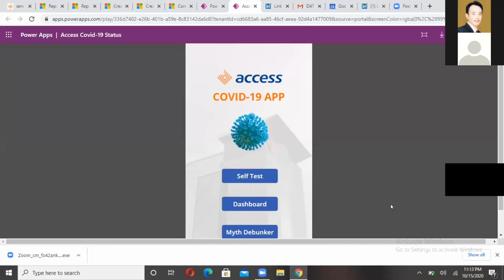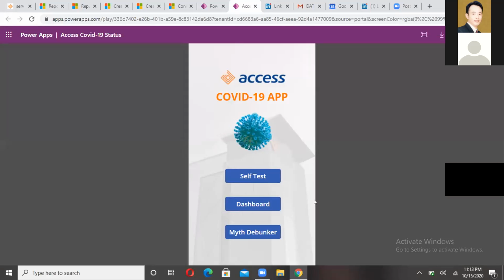Yep. So I built this in the beginning of COVID. Like I said, my bank's name is Access Bank. I built this for the bank, so you could just do a self-test. Obviously, you cannot predict if you have COVID, but it can advise on what you should do. So I'll just show you a demo.